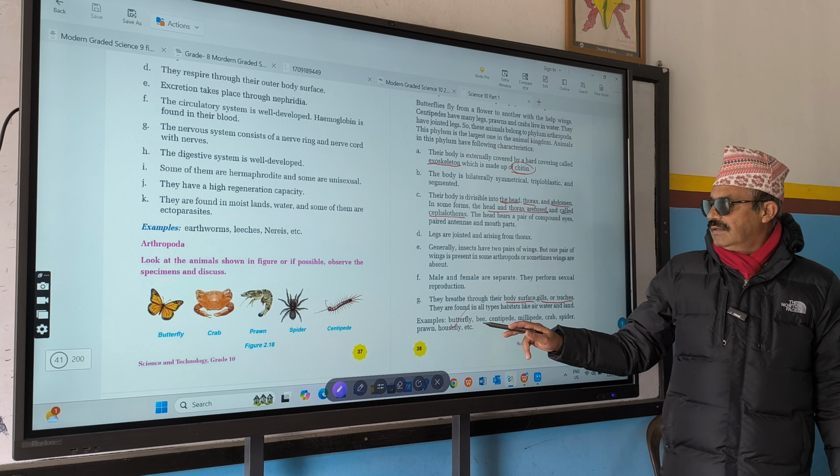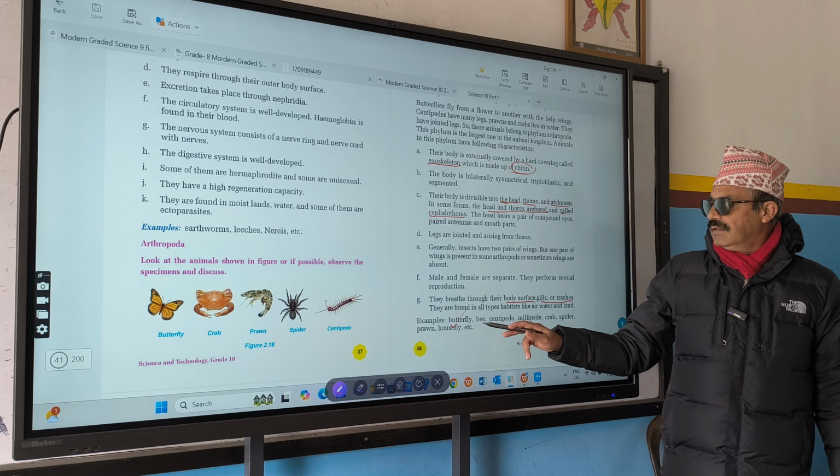So, what are the major characteristics? The body is very soft, but don't write this one, write this one. Body is divided into head, visceral mass, muscular feet, and mantle. Their body is divided into four parts. What are they? Head, visceral mass, muscular feet, and mantle.